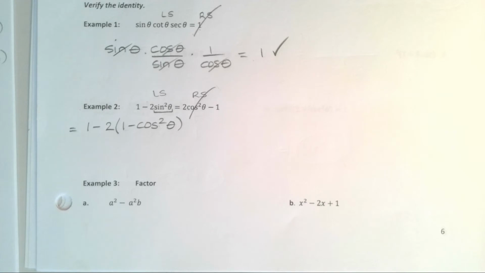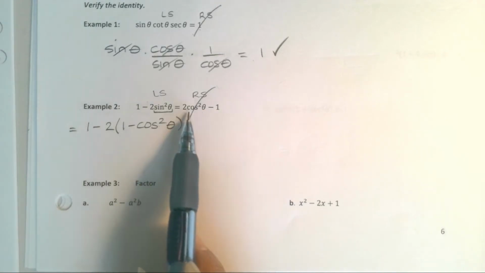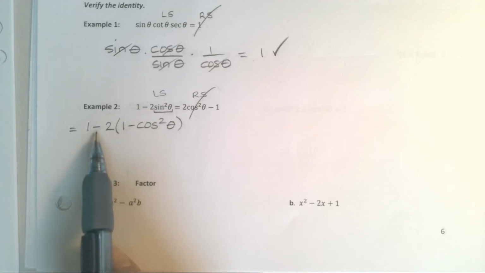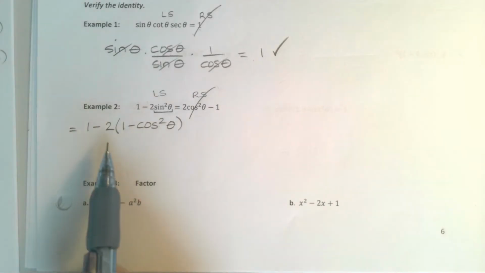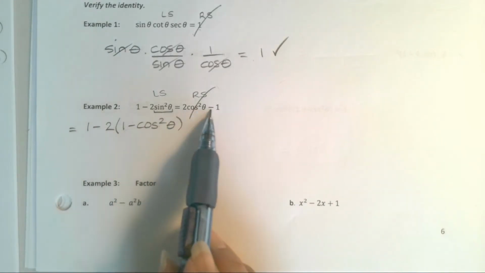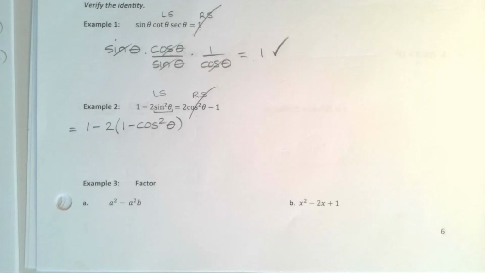What do y'all think we need to do next? Keep looking at what we need to get. It looks close enough, but we're not just there yet. So what do I need to do? What's the difference between this and this right now? It's a -2 instead of a -1. What else? Very good. The 1's in the wrong spot.